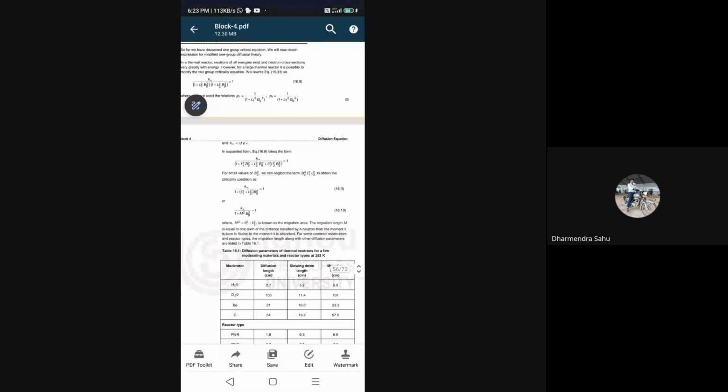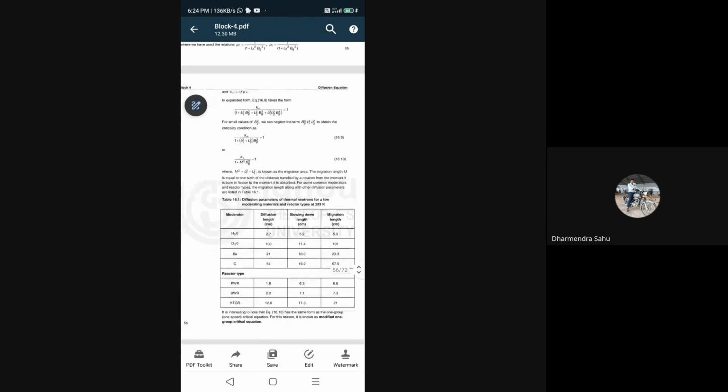And your K infinite is equal to eta F P epsilon. So you can expand it as k infinite by (1 plus L1 square Bg square plus L2 square Bg square plus L1 square L2 square Bg to the power 4) is equal to 1. So for small values of Bg square, you can neglect the term Bg to the power 4 L1 square L2 square, and the criticality condition will be k infinite by (1 plus (L1 square plus L2 square) Bg square) is equal to 1, and your k infinite by (1 plus M square Bg square) is equal to 1, where M square is the migration area and is nothing but L1 square plus L2 square.